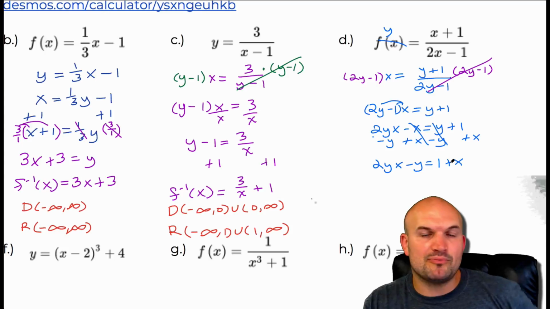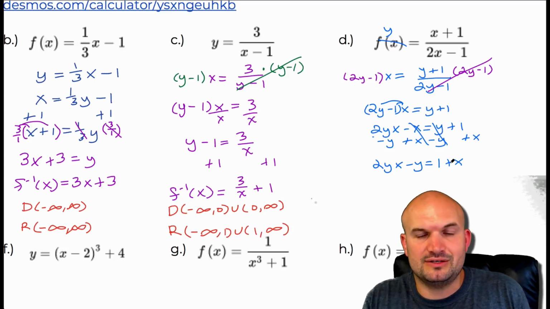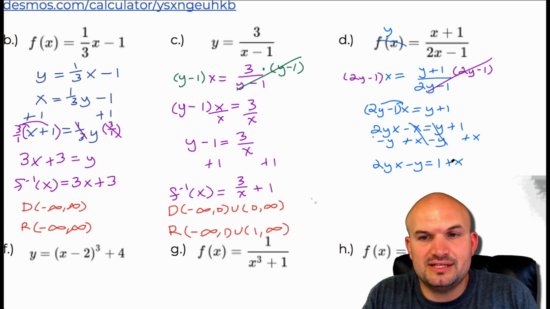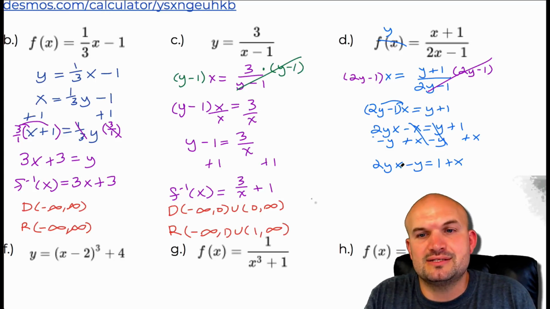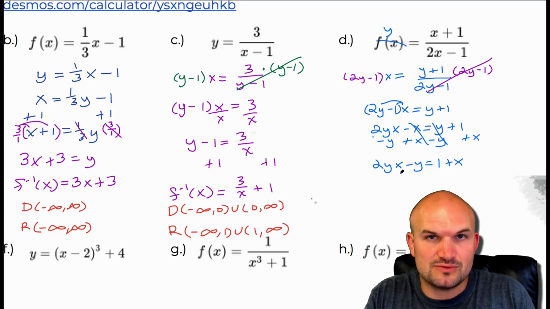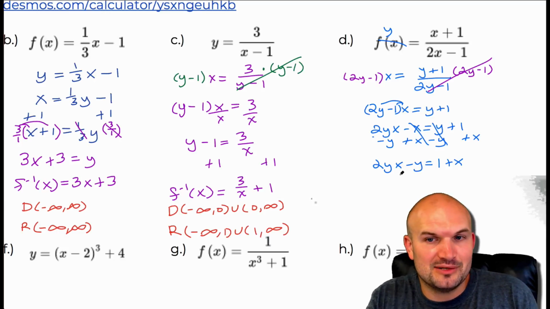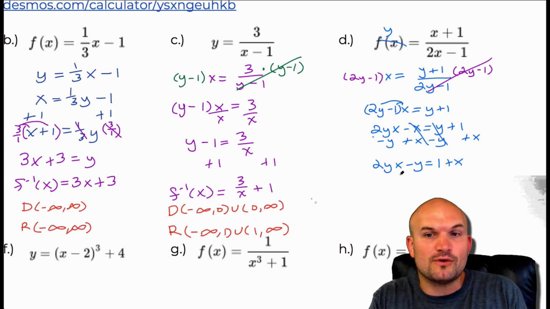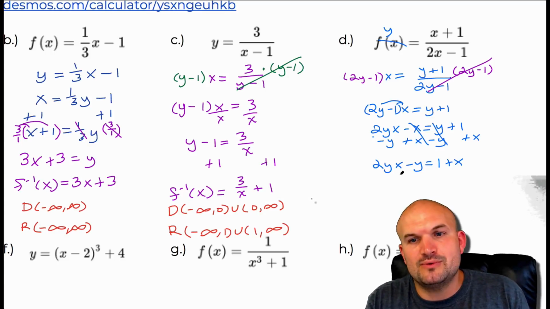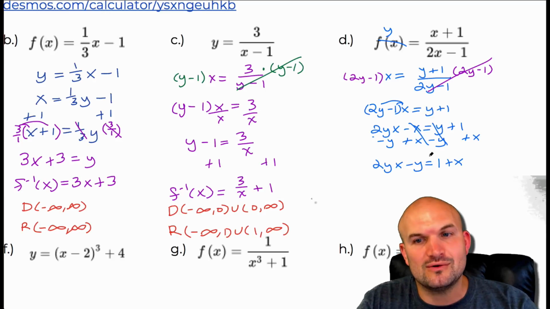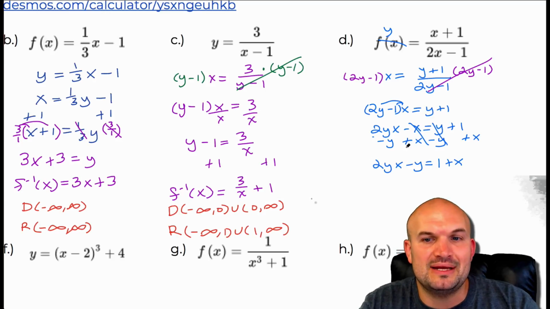Now, previously, doing some problems similar to this, we could combine like terms and then solve for y. But in this problem, we can't combine the y's because this one has a 2 and an x with it, and this one does not. So they're not like terms. To solve for y, we can only have one y. So we've got to figure out, well, how else can we do that? Well, we can factor out a y because a y is common on that side.